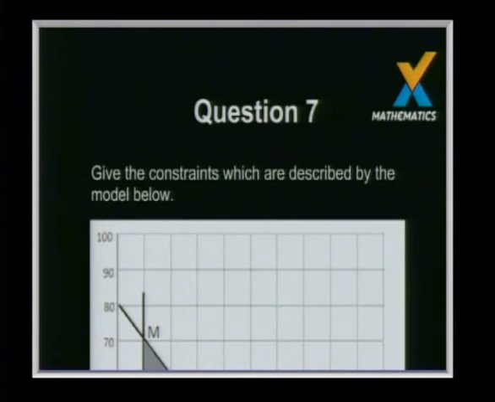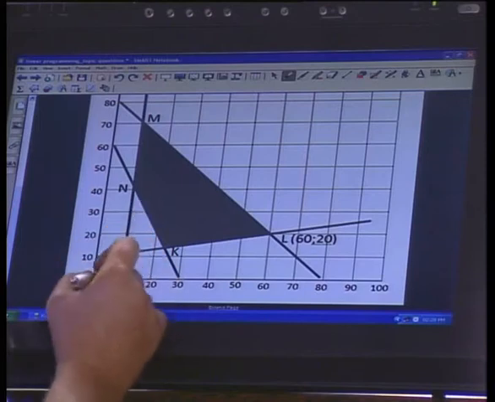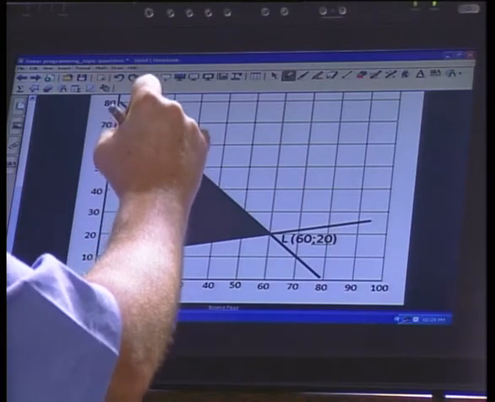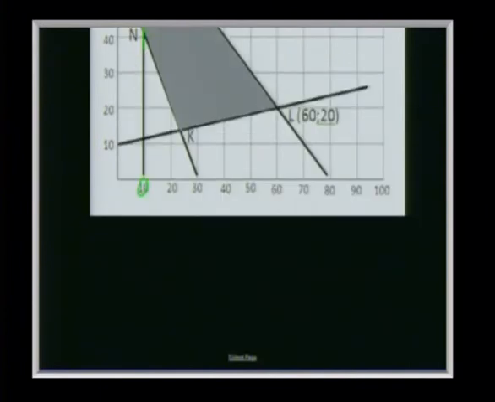Given the constraints which are described by the model below, no scenario, no braai stands, no surfboards, straightforward, let's work out the equations of the lines. Well, if I have a look at this line over here, which is MN, that comes down to an x-intercept of 10, and my feasible region is bigger than that line. X has got to be bigger than or equal to 10. That's my first constraint.